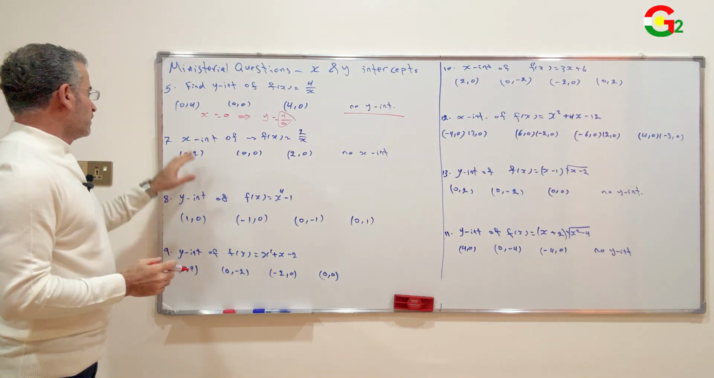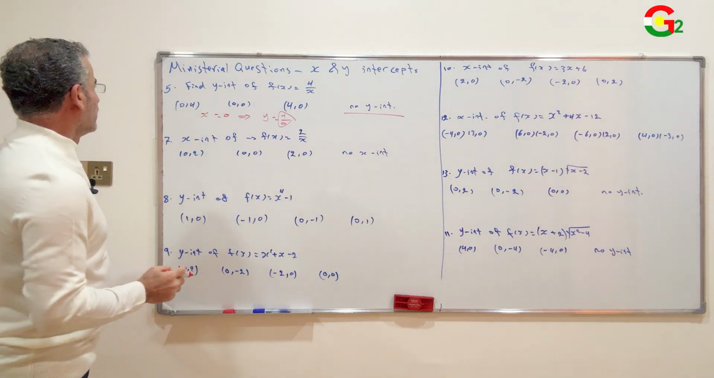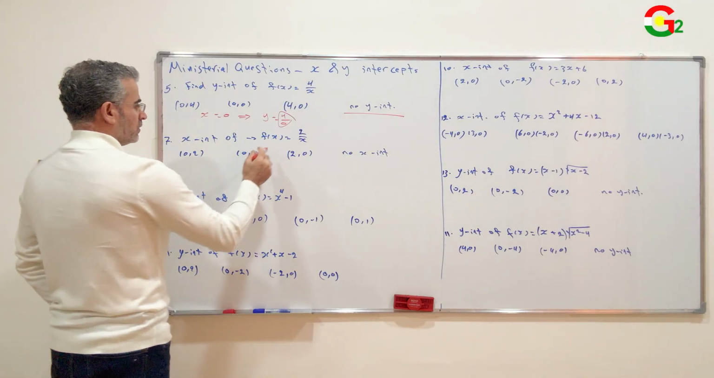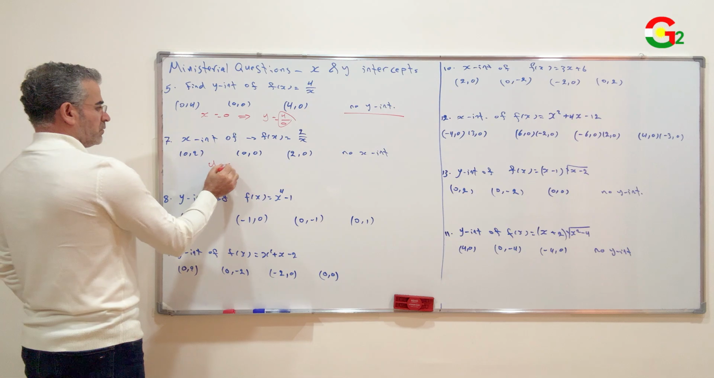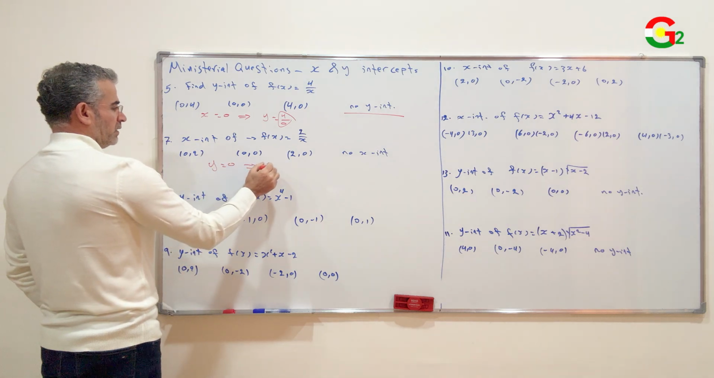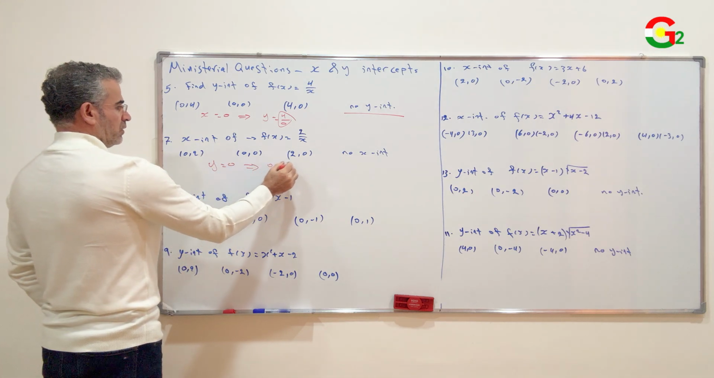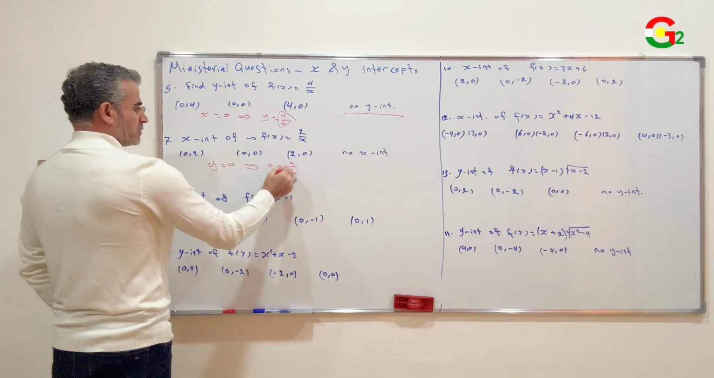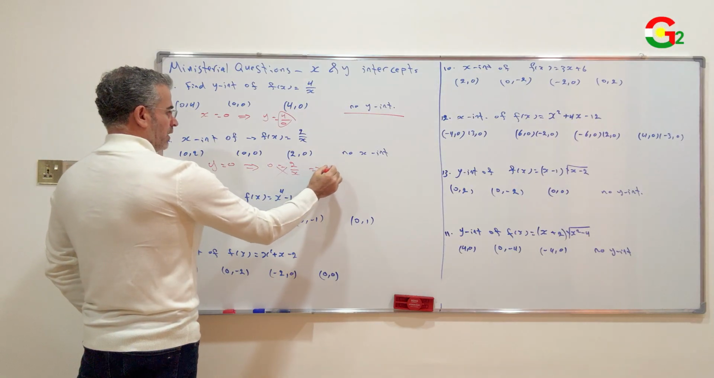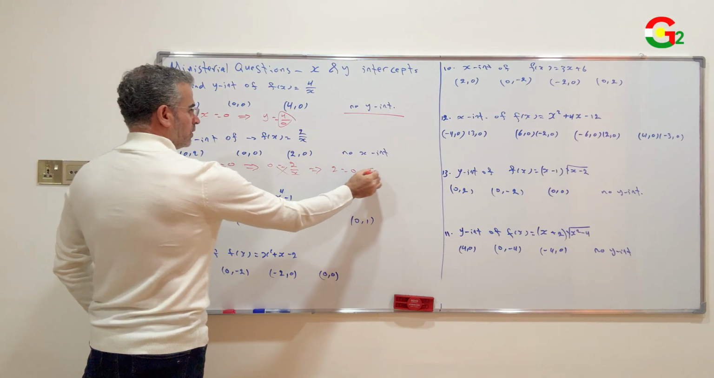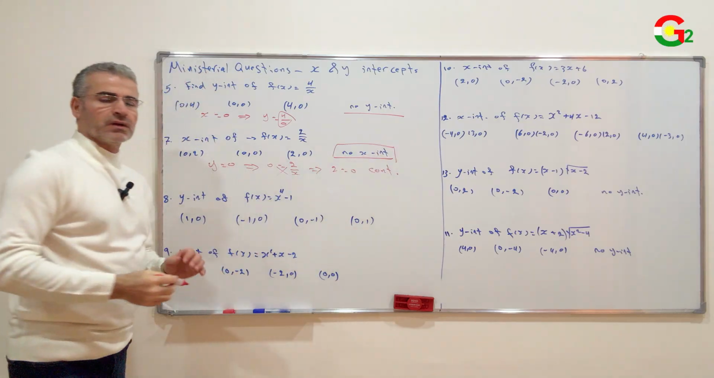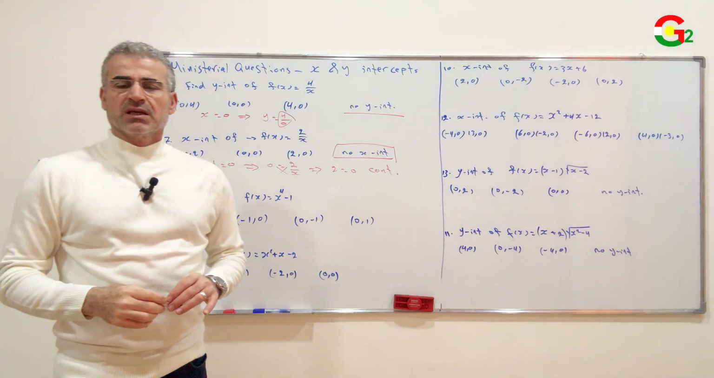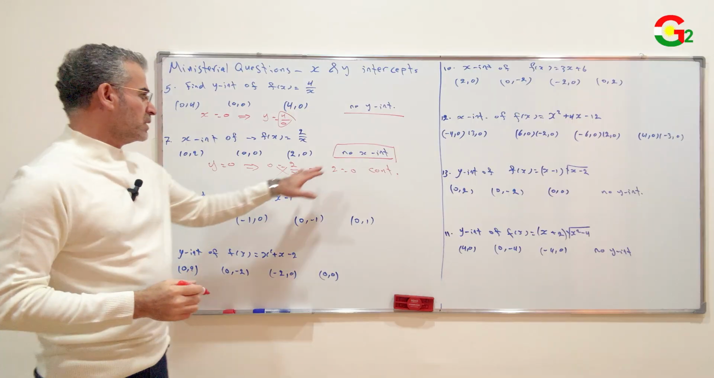Question number 7. Find the x-intercept of the function f of x equals 2 over x. For the x-intercept, we set y equals 0 and solve the equation. 0 equals 2 over x, cross multiplication, then 2 equals 0, a contradiction, and therefore the function has no x-intercept. Choice D.